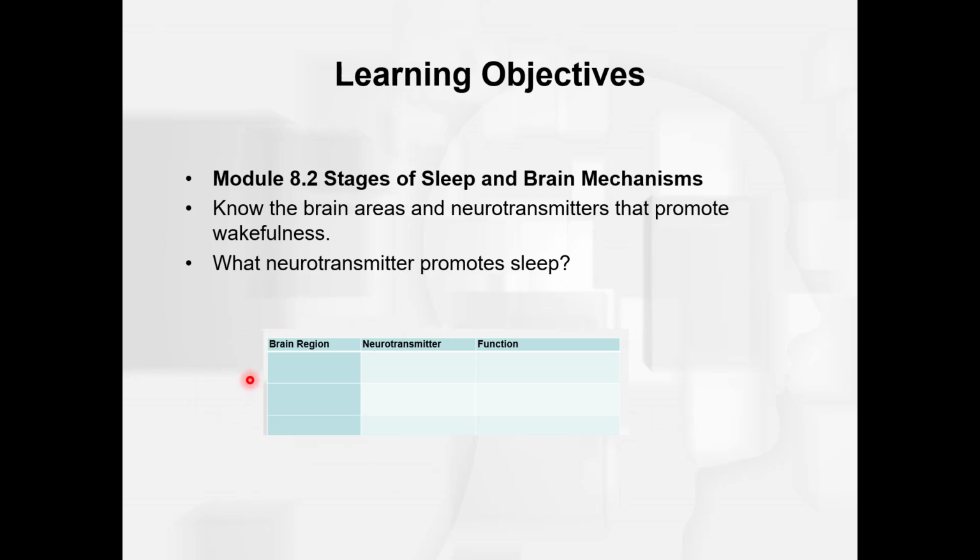So take out a piece of paper, or you can print out the table from Canvas. And it needs to have 3 columns, one for brain region, one for neurotransmitter, and one for function. And then you'll need to have 7 rows at the minimum. So here's 1, 2, and 3. So you'll need 4 more rows.